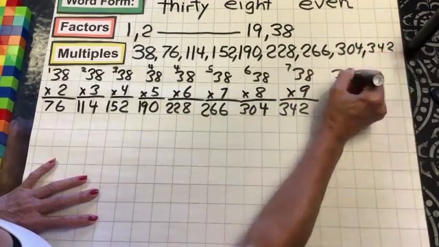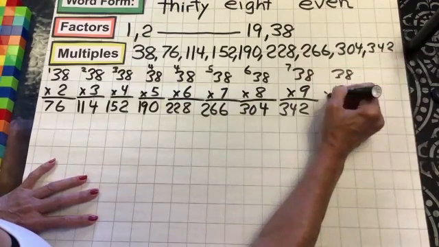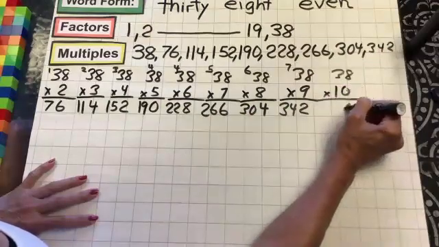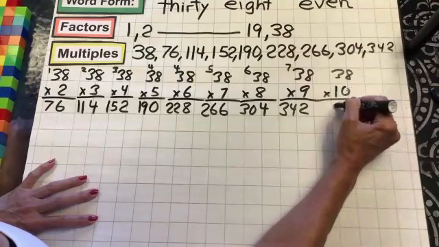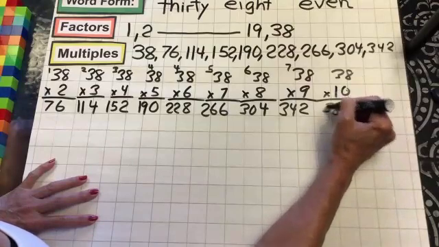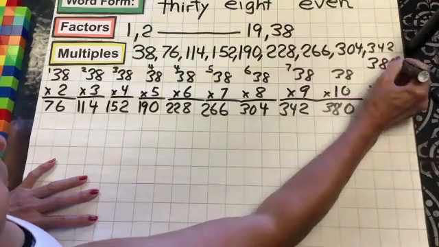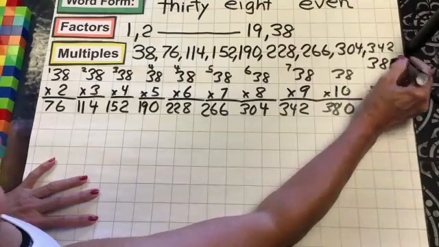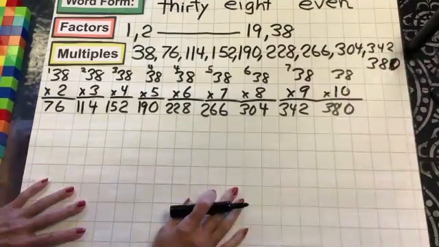And then any number times 10. Let's write it out anyway. 0, we drop it down. 1 times 8 is 8. 1 times 3 is 3. So it would be 380. Oops, 380. All right, there's our multiples.